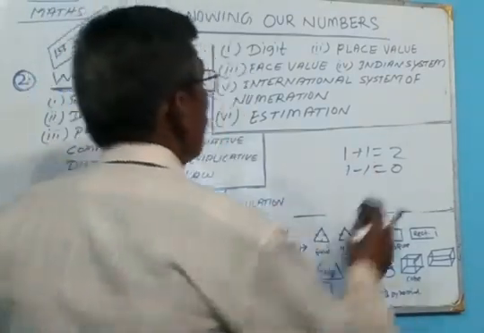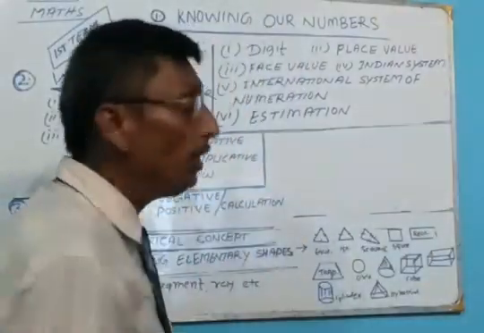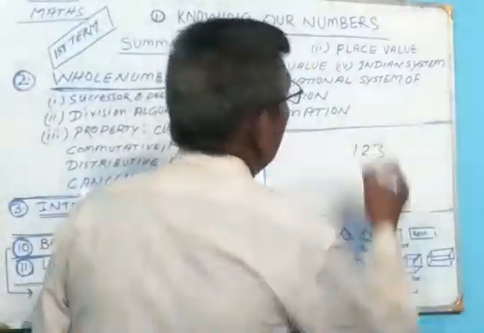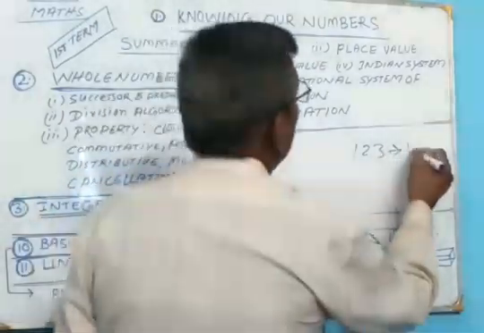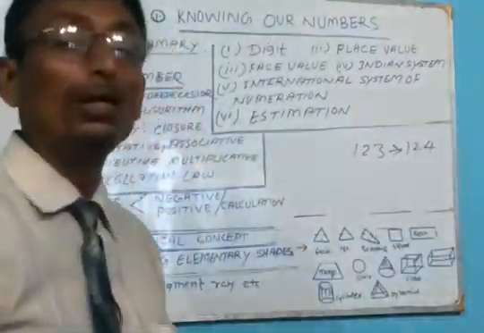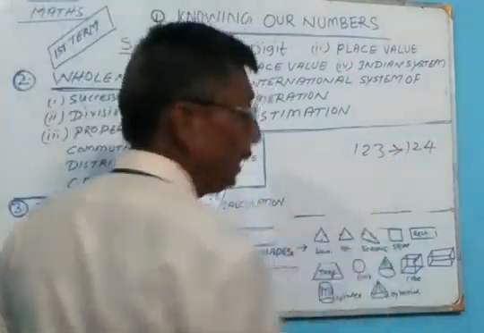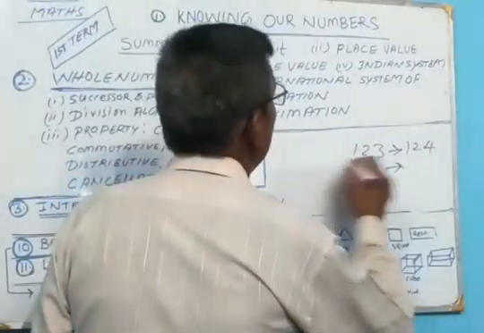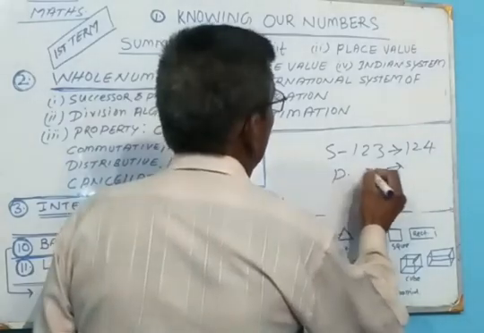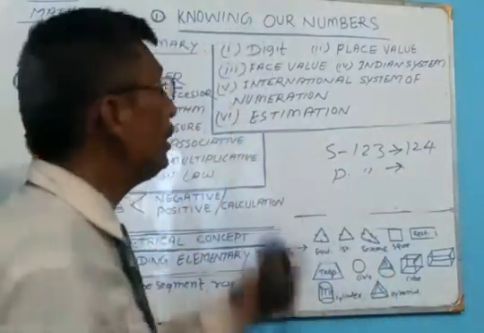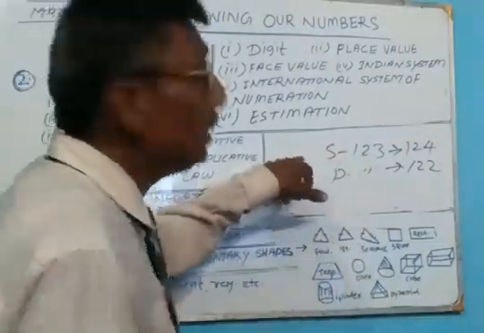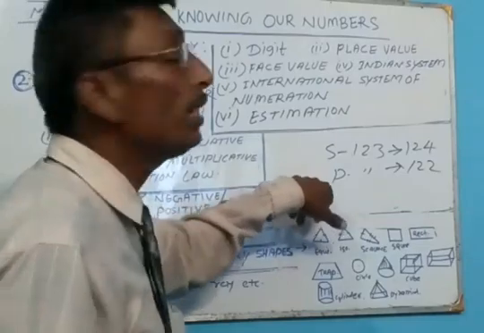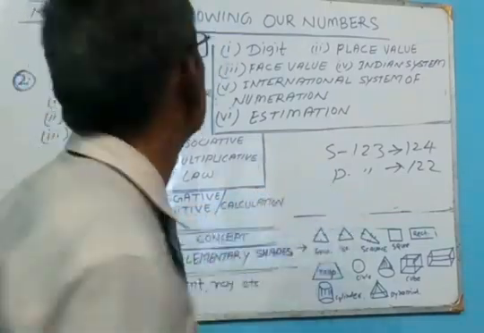That means if we have 123, the successor of 123 is 124. When we have the number 123, its predecessor is 122. That means 1 less than.